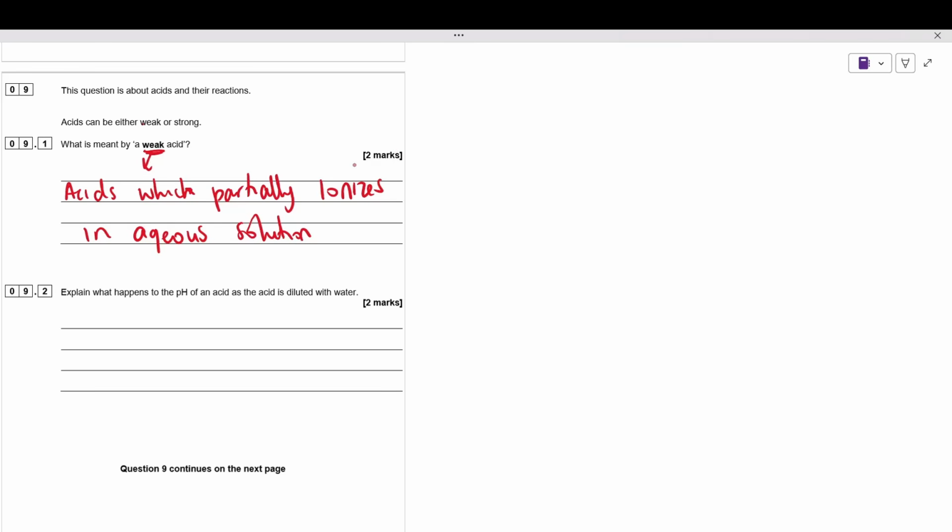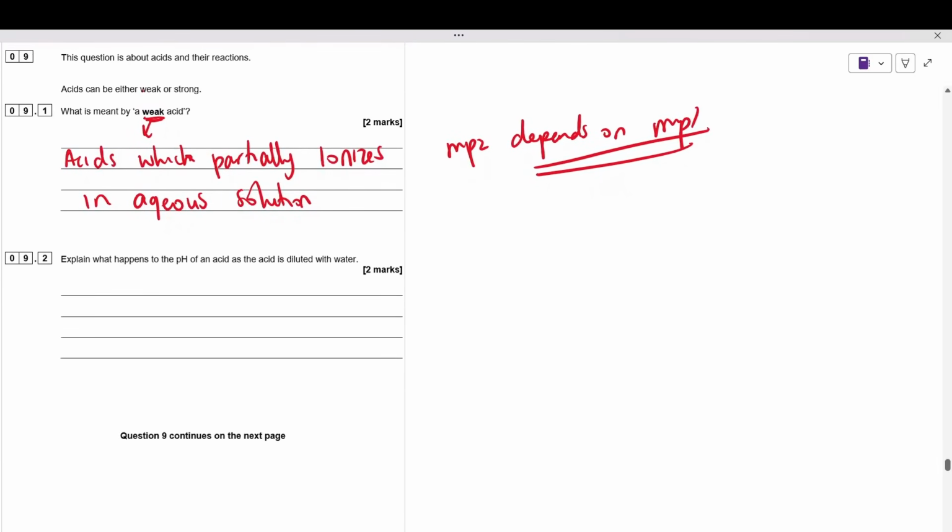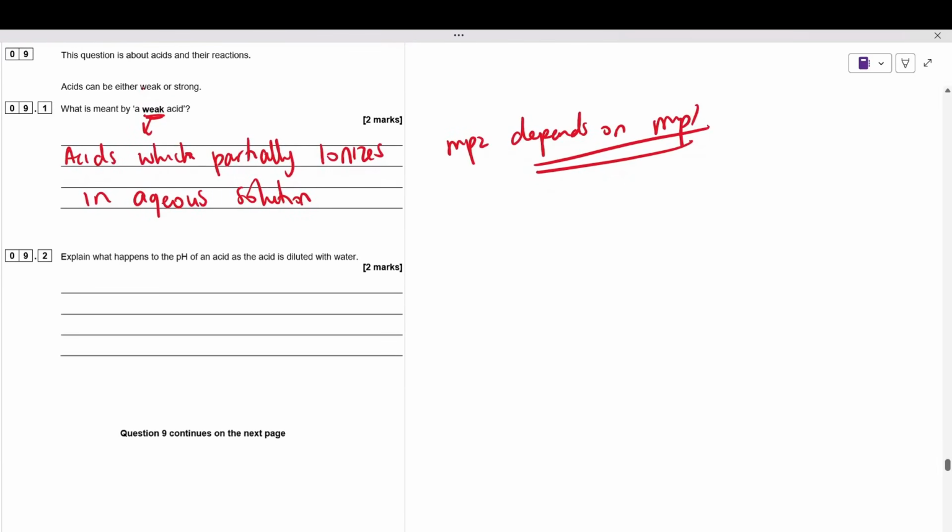Right? But for a question like this, mark point 2 depends on mark point 1. Which means if you mention something that's incorrect here for mark point 1, and you said in aqueous solution, you can't get that mark, either of those marks. Okay, so this is a classic case of mark point 2 dependent on mark point 1. So next question. So explain what happens to the pH of an acid as the acid is diluted with water.